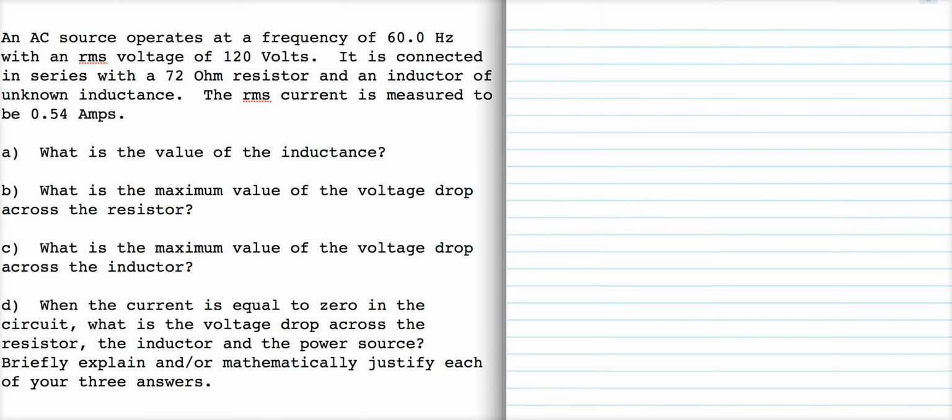We've got an AC circuit here, an RLC circuit, and we're given the RMS voltage and the RMS current. So let's start with that. We know that the RMS current is equal to the RMS voltage divided by the impedance. Let's start by finding the impedance. Right, so Z is equal to the EMF over the current. That's 120 over 0.54, which is given in the problem, so that's 222 ohms.